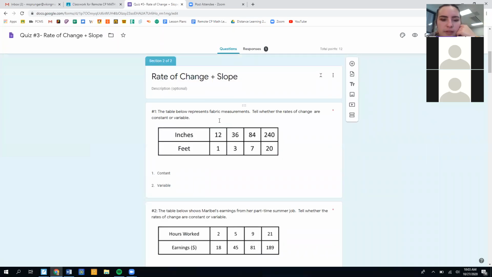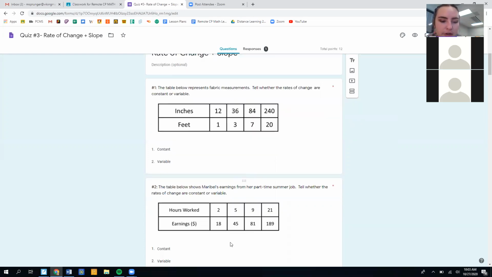So the table below represents fabric measures, tell whether the rates of change are constant or variable. Remember, and you might want to write this down because it's on your quiz, the difference between a constant and a variable rate of change. A constant is going to be changing at a constant rate. So you're going to have to find the rate of change between 2 points and then figure out, is it constant or is it changing at a variable speed? Is it changing at the same speed? That would be constant. If it's jumping from 2 to 5 and then 5 to 12, then it's not jumping at a constant speed. So you're going to have to figure that out.